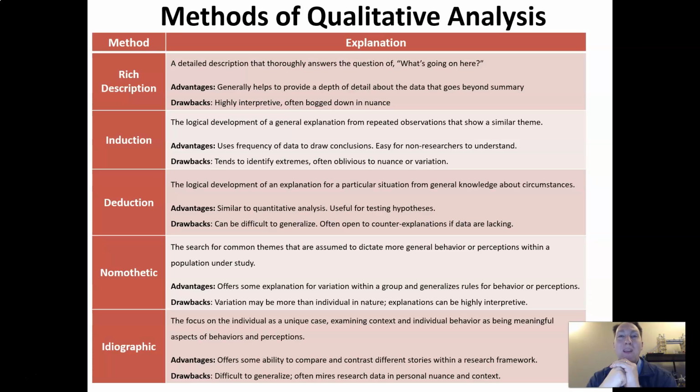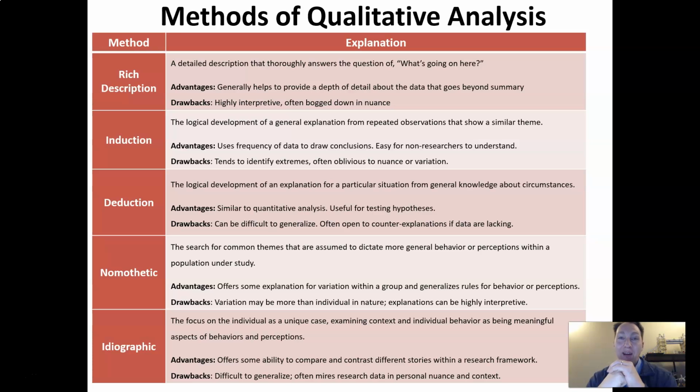You may assume that everything in the bag is quarters and your first few coins are all pennies. And if that happens, you're going to need to collect a lot of data in order to refine your hypotheses and your ultimate theory. So deduction can be useful because you're using a lot of prior knowledge, but it can be difficult if your data don't line up with what your theory has to say.